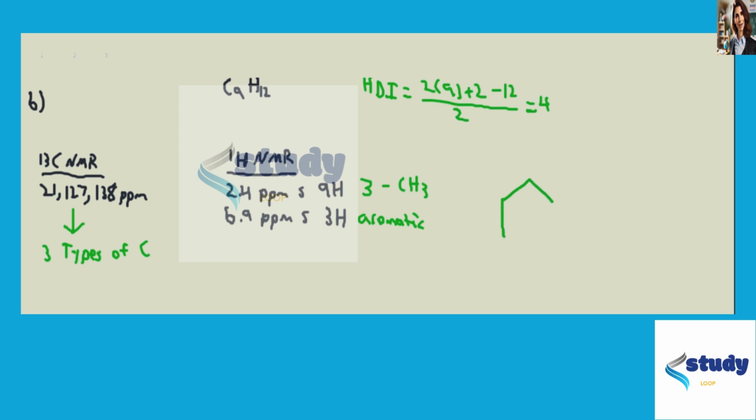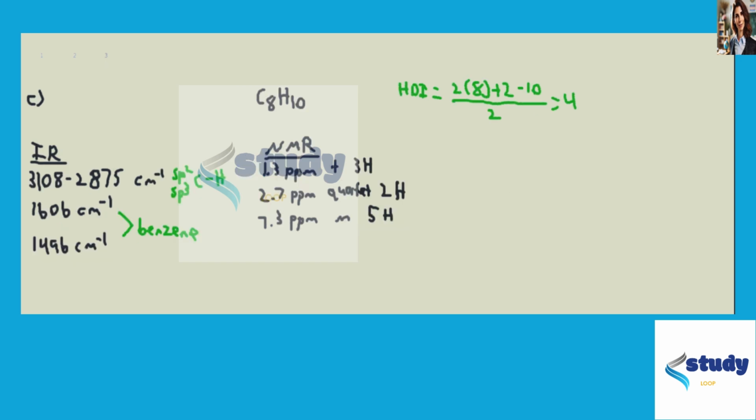The only way to make all this make sense is for an aromatic ring with 3 methyl groups on it. That's why this first signal is just a singlet. None of the methyl groups have neighboring protons. There's no protons on the adjacent carbons, and so they're just singlets.